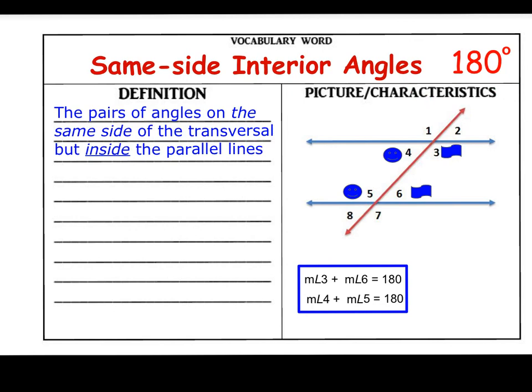For my first example, I have that the measure of angle 3 plus the measure of angle 6 equals 180. So 3 and 6 are my same side interior angles. They're on the same side of the transversal, on the inside of the parallel lines. My second example would be angle 4 and 5. They're on the same side of the transversal and on the inside of the parallel lines. That's why same side interior. Please pause and take down the notes.